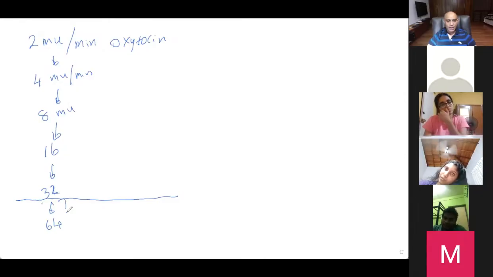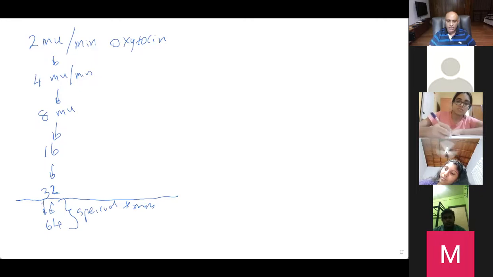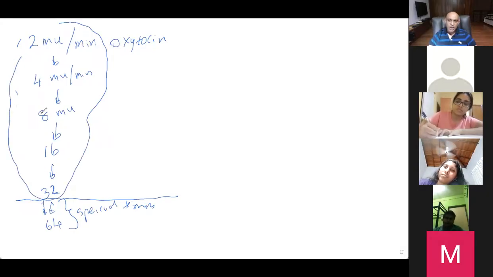This is specialist territory. You do not increase over this without specialist supervision, okay? Because that can be dangerous. So this is the range that we need to think of when we are giving. The minimum we can give is 2 milli-units per minute. The maximum we should be giving is 32 milli-units per minute of oxytocin to the patient.